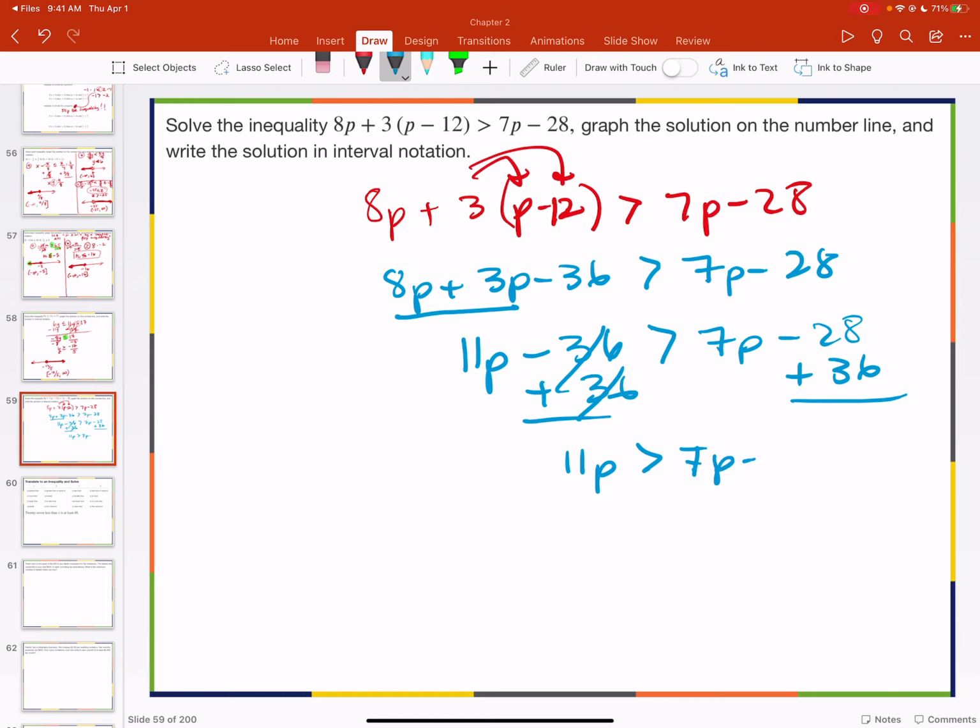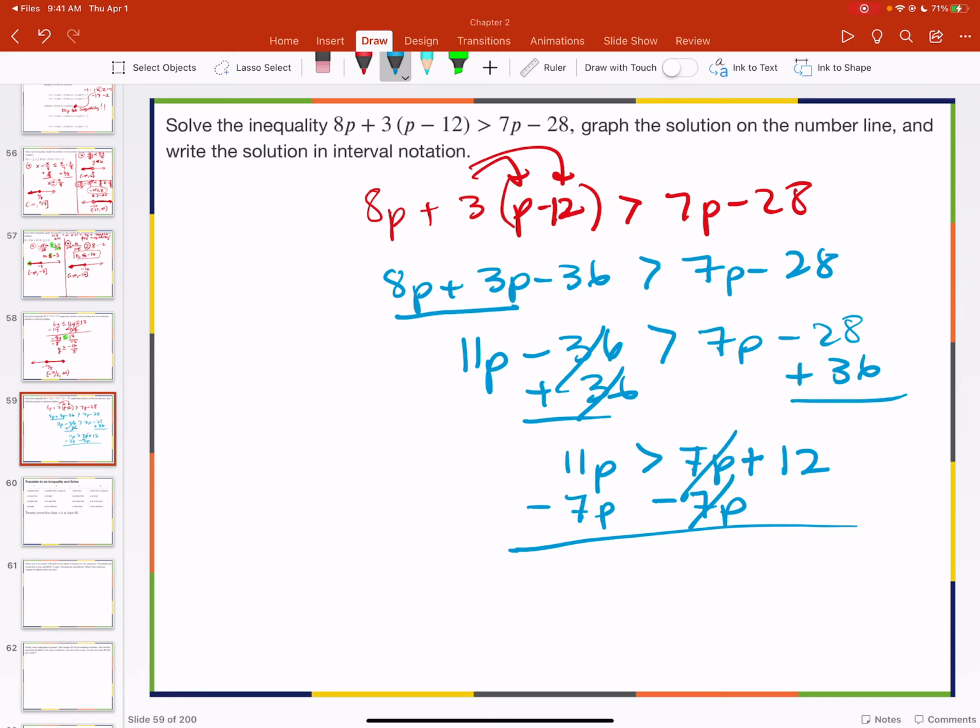So negative 28 plus 36 is positive 12. Okay, now I'm going to subtract 7p from both sides. And some people might go at this point, well, couldn't you have done them both at once? Yes, I could have, but I'd rather write an extra step so that it's clear what we did.